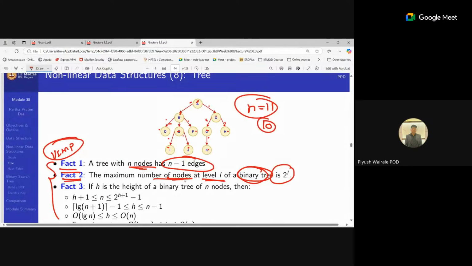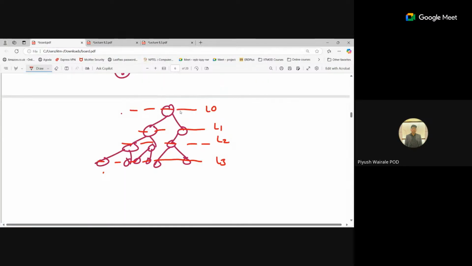So how many maximum nodes can we have at each level? The maximum number of nodes at level L in the case of a binary tree is what? 2 to the power L. At the first level you can see we can have only one node. At the second we have two nodes. At the third level, that is L equals 2, we can have at most 4, right? Here we have 3, that is fine. Again at this particular point, at most we can have 2 to the power 3, that is basically 8, because here we just have the nodes corresponding to this one, right?